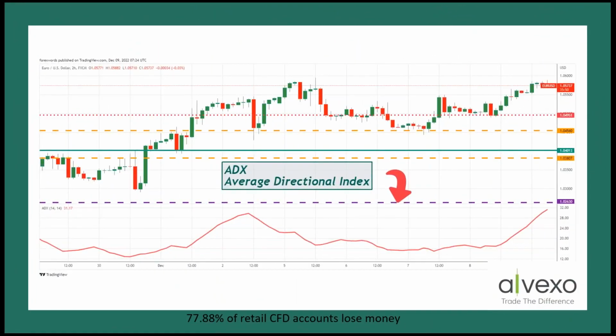Talking about ADX. Now, ADX is a very simple indicator. ADX is usually combined with other indicators or within other indicators. But ADX is the average directional index, and it helps you interpret the strength of the trend of the current market.